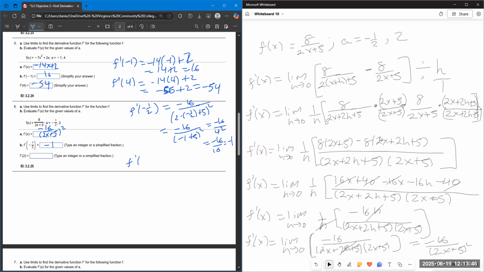f prime of 2 is negative 16 over (2 times 2 plus 5) squared. It's negative 16 over (4 plus 5) squared. Negative 16 over 9 squared is negative 16 over 81.